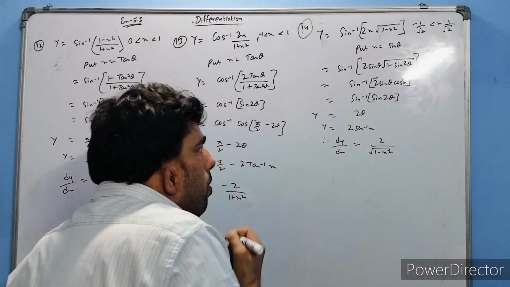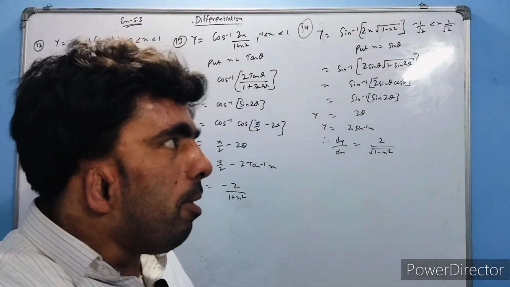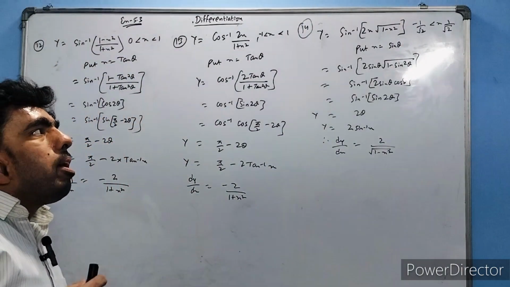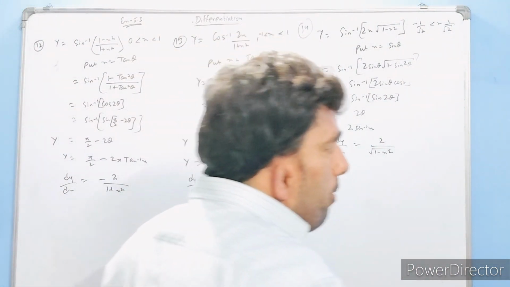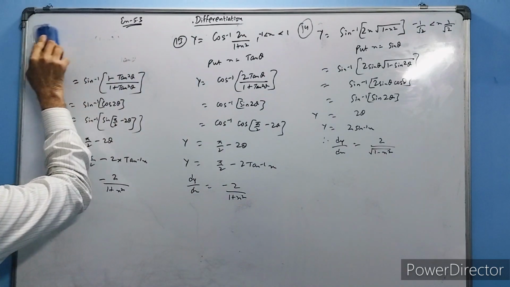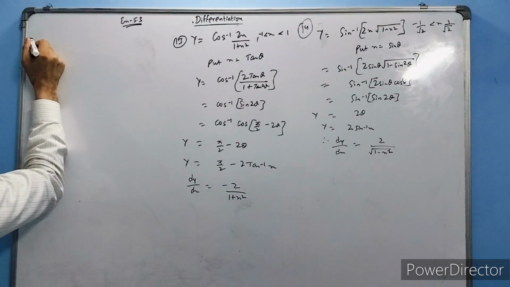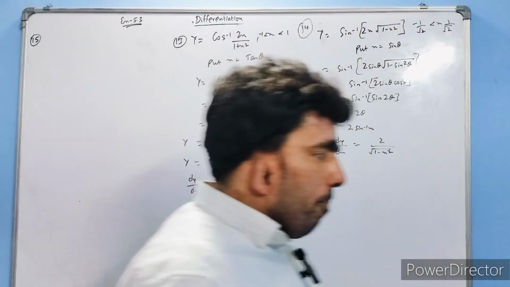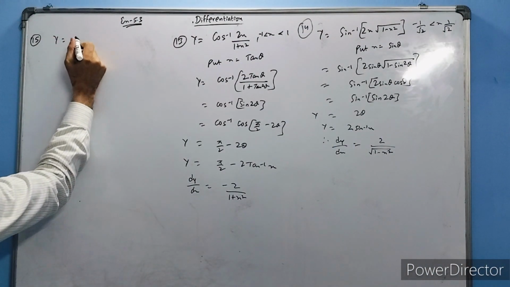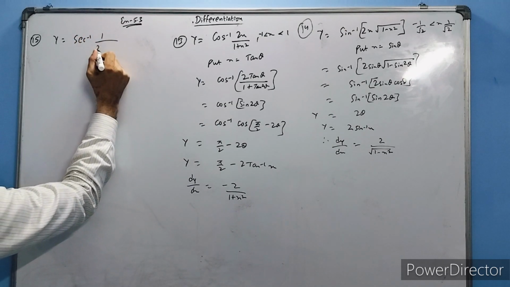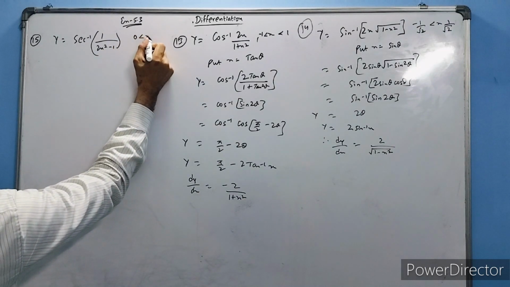Okay, so that is how we differentiate inverse trigonometric functions. Let's go for one more question. So now we have the 15th question. Let us see what question they have. That is y is equal to sec inverse 1 upon (2x square minus 1), where x lies between 0 to 1 upon root 2.